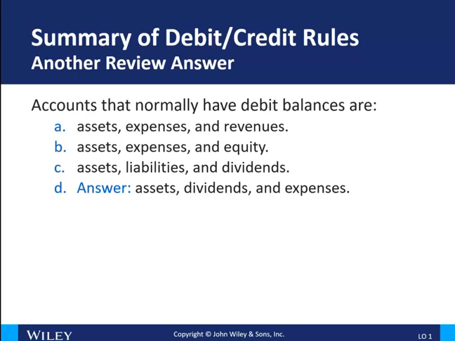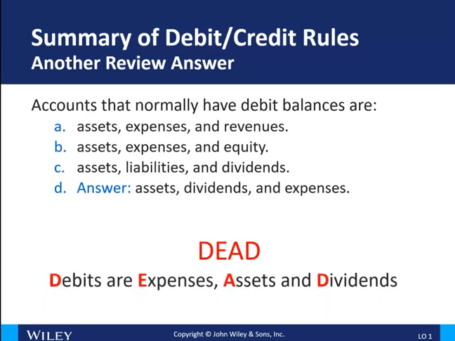A way to remember this is to remember DEAD. Okay. If it's DEAD, it's a debit. Everything else is a credit balance. Okay. What does DEAD stand for? Debits are expenses, assets, and dividends. So expenses, assets, and dividends are debit accounts. Everything else is a credit account, normal balance. So debits are expenses, assets, and dividends, or DEAD.